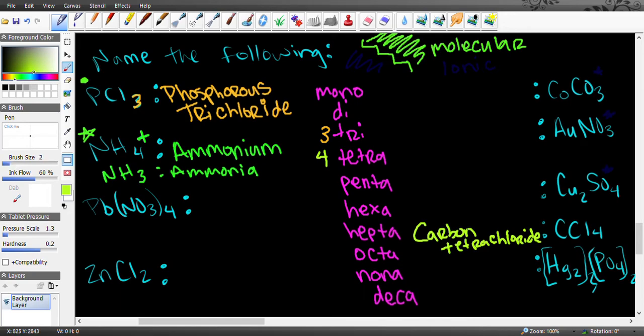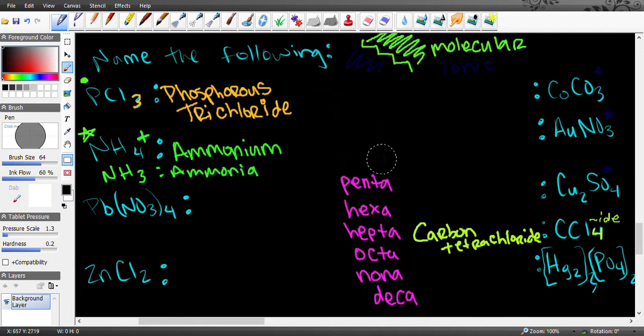Okay. Yeah, so carbon tetrachloride. The tetra comes from here. Remember, instead of putting tetrachlorine, we're going to put tetrachloride. Okay, so now that that is out of the way, let me clear this.